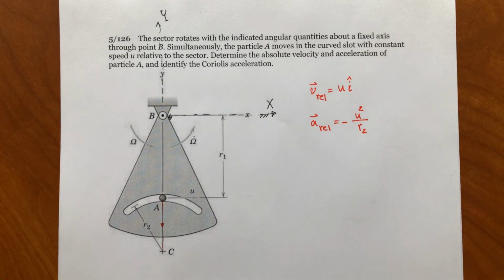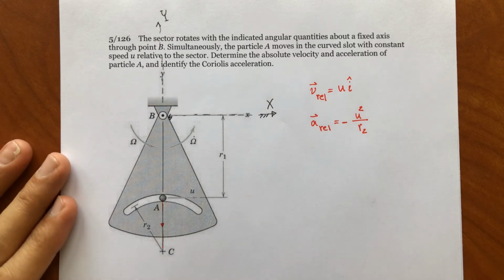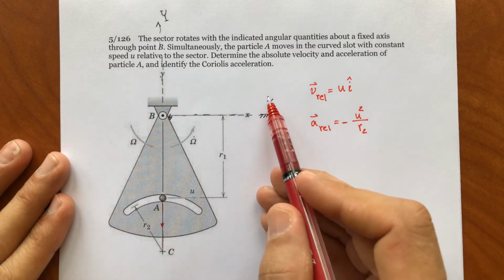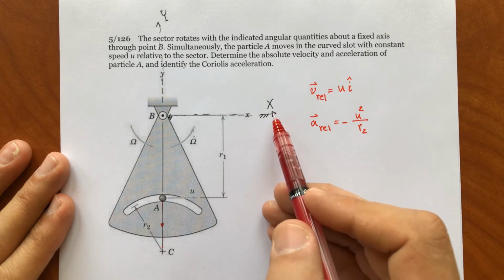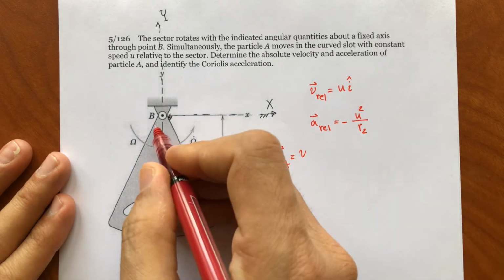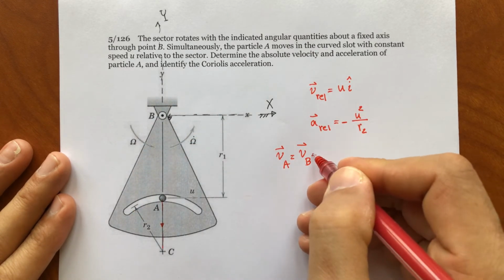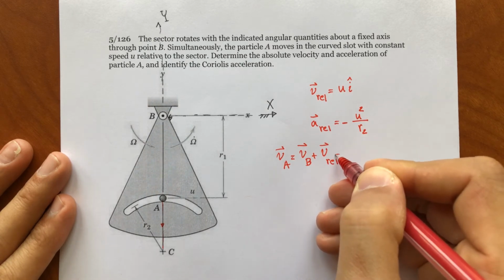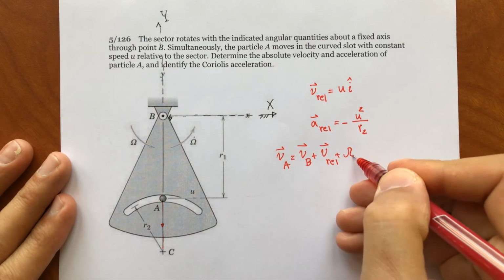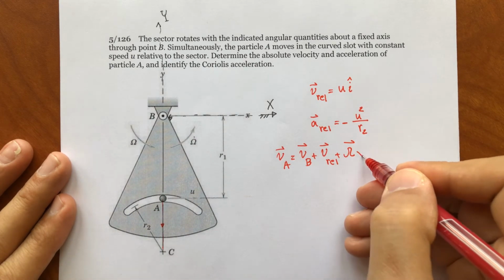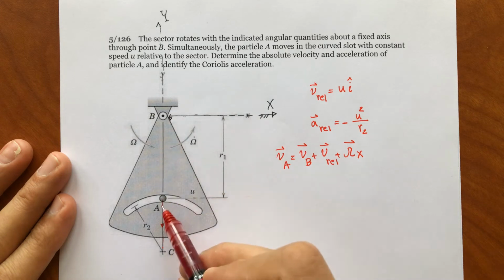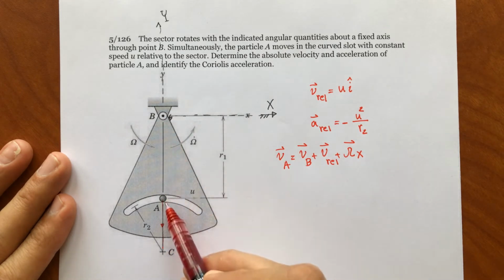Now, after finding v rel and a rel, we can use the previous equations to find the actual velocity and actual acceleration of this ball with respect to the big XY coordinate, with respect to ground. Velocity of A is equal to velocity of B, the origin of the coordinate, plus v rel, plus omega of the coordinate, which is capital Omega in the k direction, cross r. r means the location of the point in the rotating frame. So BA, right?